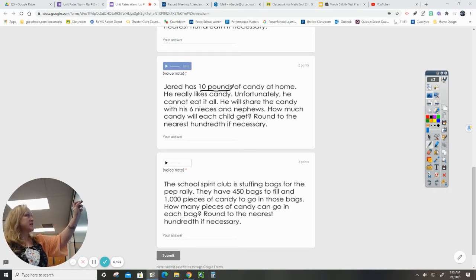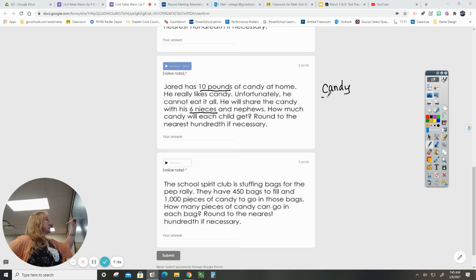So Jared has 10 pounds of candy that he has to share with family. So candy, and I'm just going to say kit. Okay, so 10 over, plus him. How many kids does that make? Because he gets his candy too. 7 people to share, okay?